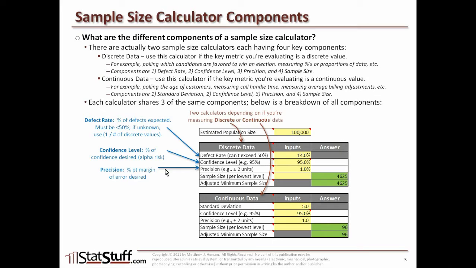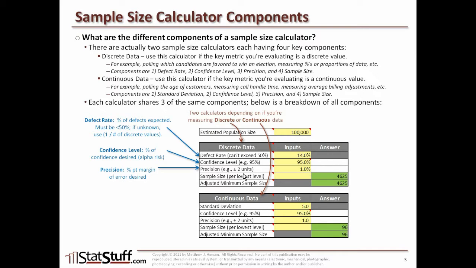The next component on here is precision. This is also like the margin of error. So if you ever hear of studies where they say this particular candidate has 55% of the votes plus or minus 2%, well, that 2% represents the margin of error. It also represents the precision. How precise is it that you want to have your values?